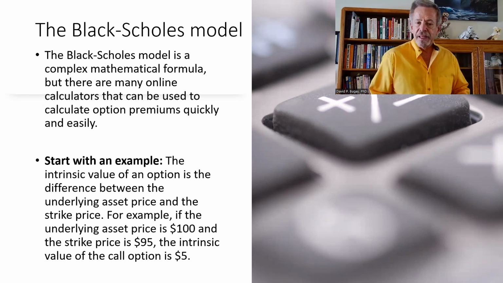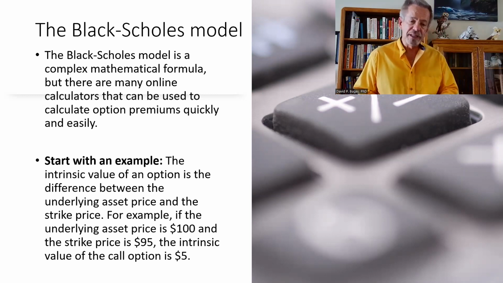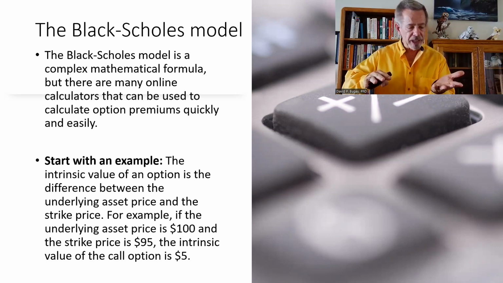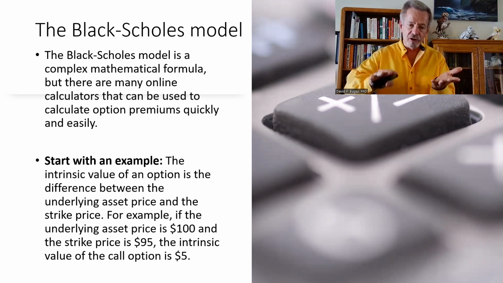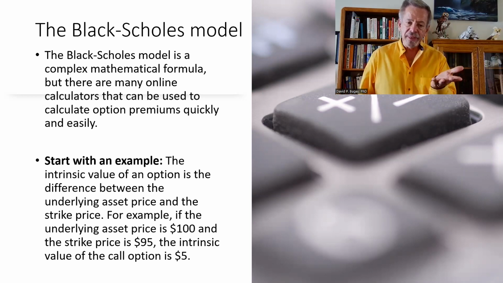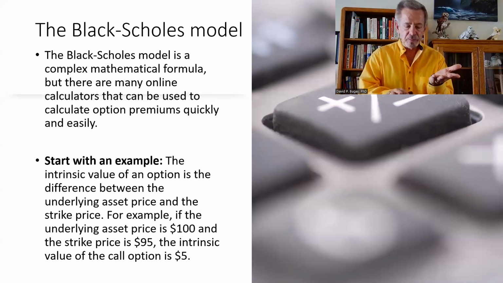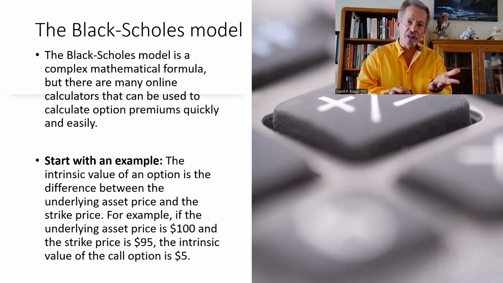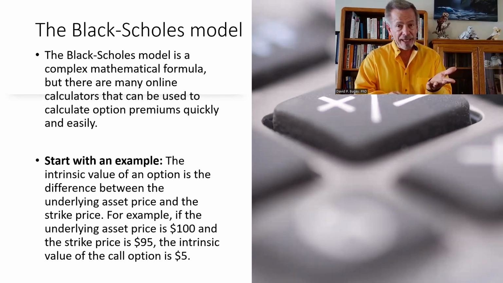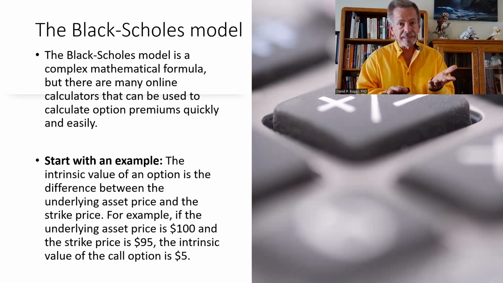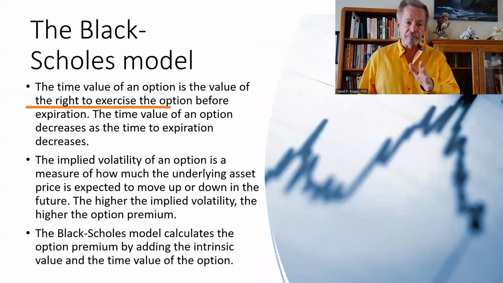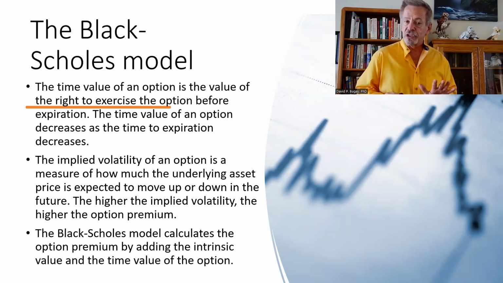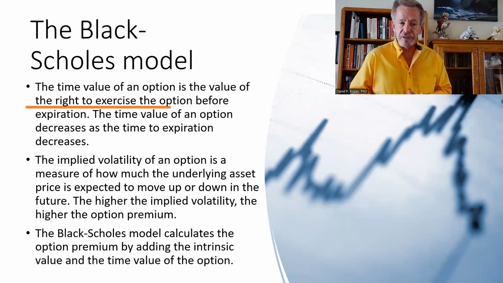Here's an example. The intrinsic value of the option is the difference between the underlying asset price and the strike price. So here's the price right now, and here's the strike price. For example, if the asset price is $100 and the strike price is $95, the intrinsic value of the call option is $5. It's not rocket science. 100 minus 95 is $5. So that's your example. Then you take the time value of the option, which depends on what you want to set it for and what's available to you, okay?